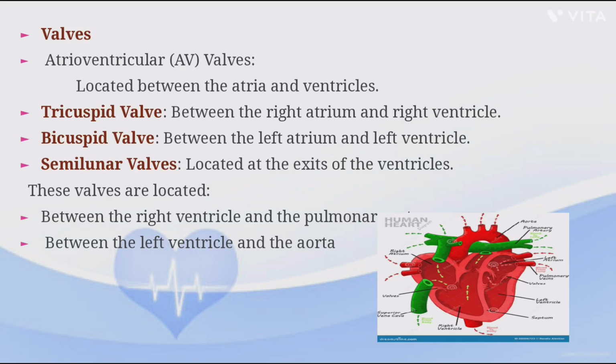There is a valve between the right atrium and right ventricle, which is known as the tricuspid valve, and another valve between the left atrium and left ventricle, which is called the bicuspid valve. And there is a valve which is located in 2 different places, that is between the right ventricle and pulmonary artery and between the left ventricle and aorta, which is called the semilunar valve.